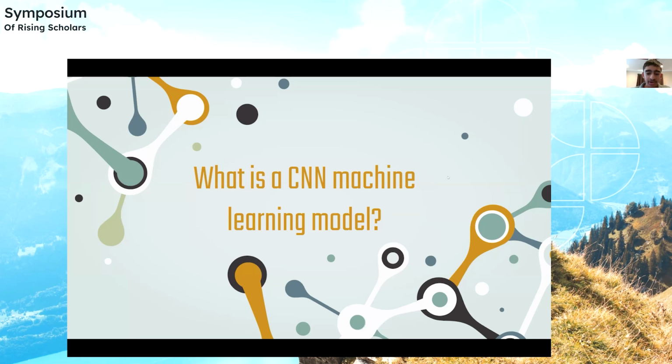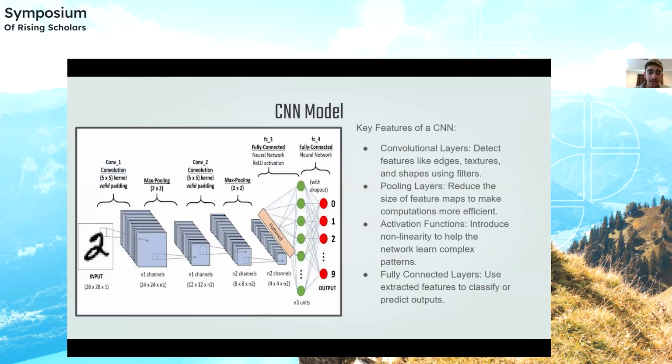Now, what is a CNN machine learning model? CNN stands for convolutional neural network, and it is a type of image classification model that uses different layers to capture details and make predictions. These are some of the key features of a CNN. Convolutional layers apply different filters to the images to capture details to make predictions. Pooling layers reduce the overall size of the image to make computations more efficient. Activation functions activate different neurons in the model to help the neural network learn complex patterns. And all these layers are fully connected to help capture details that will make the final predictions.